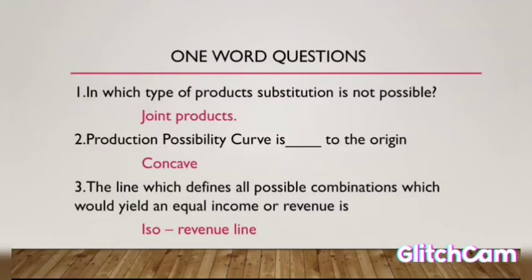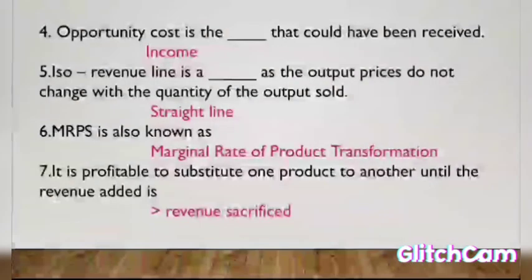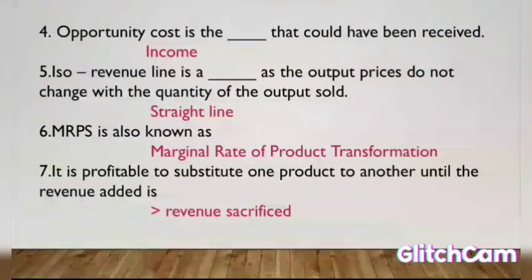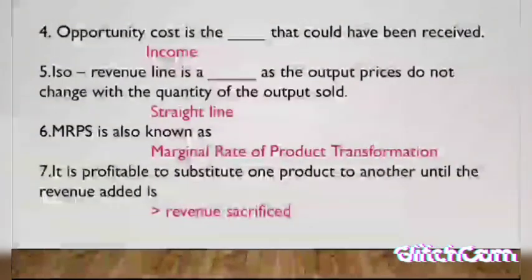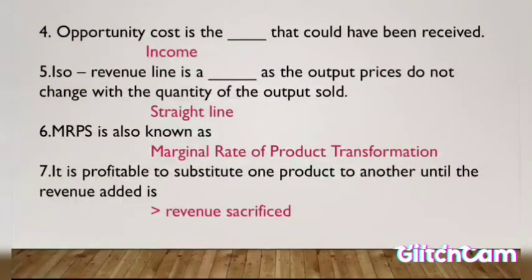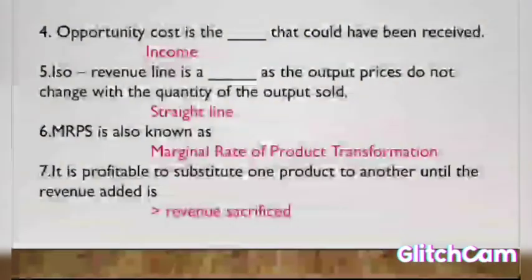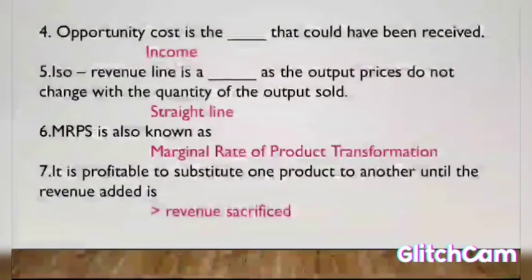In which type of products is substitution not possible? Joint products. The production possibility curve is concave to the origin. The line which defines all the possible combinations which would yield an equal income or revenue is the ISO revenue line. Opportunity cost is the income that could have been received.